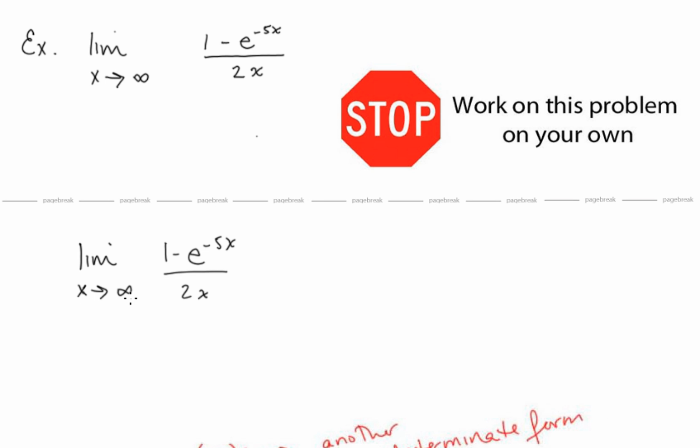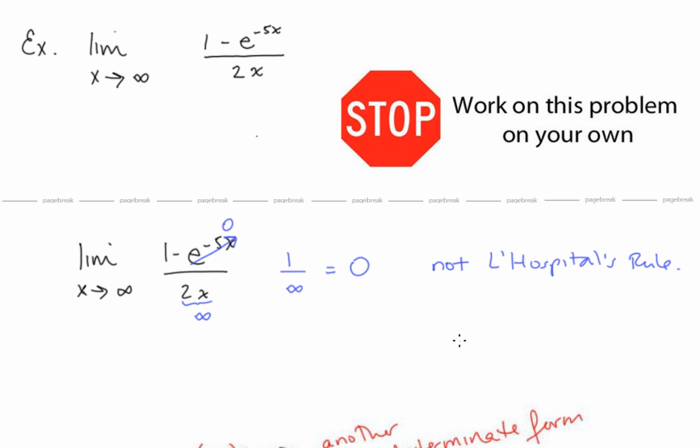Here, as x goes to infinity, e to the negative infinity goes to 0. And in the denominator, we have 2 times infinity. So actually, this is 1 over infinity, which is 0. We cannot use L'Hopital's rule.